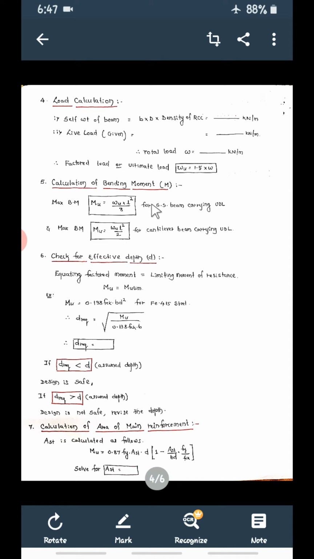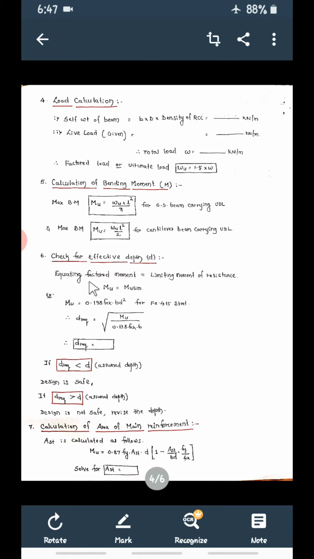Now the next step, you have to check the effective depth. Initially we have assumed this, no? L by D ratio we have assumed and we have calculated the D. We have to check whether this D is sufficient or not to take this bending moment.